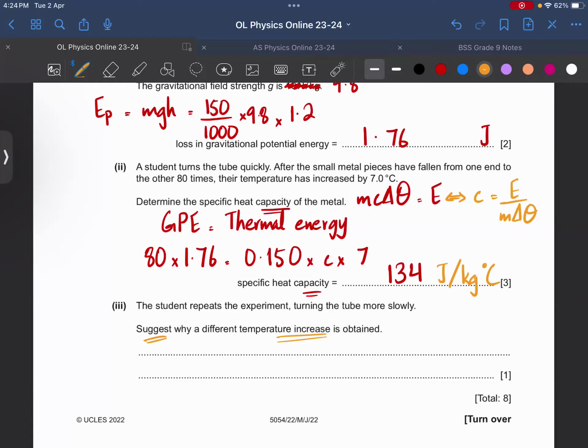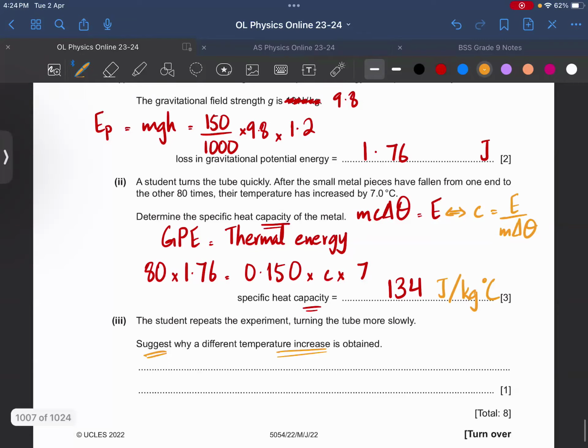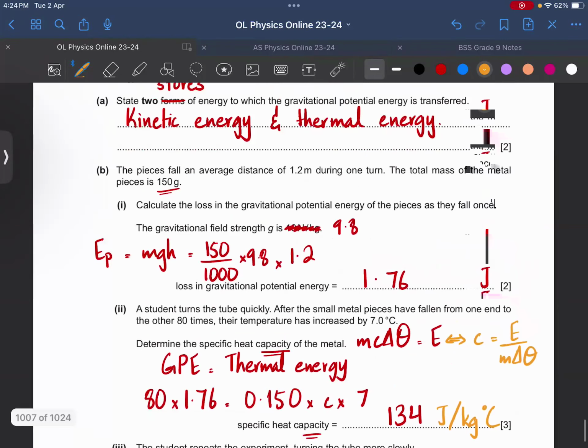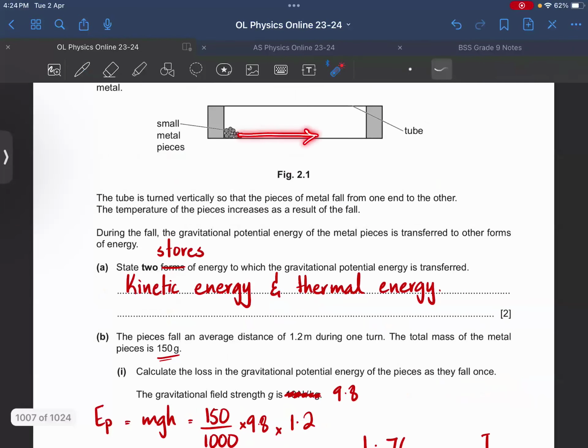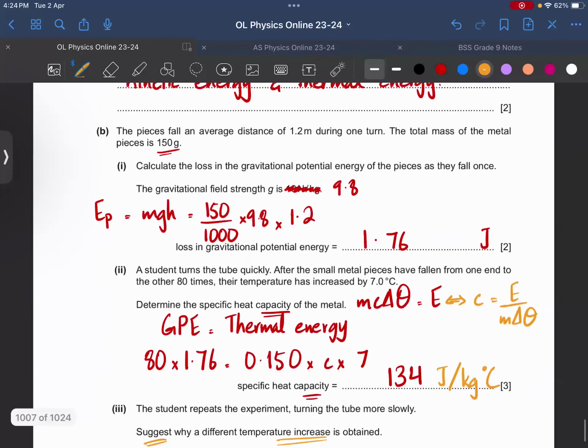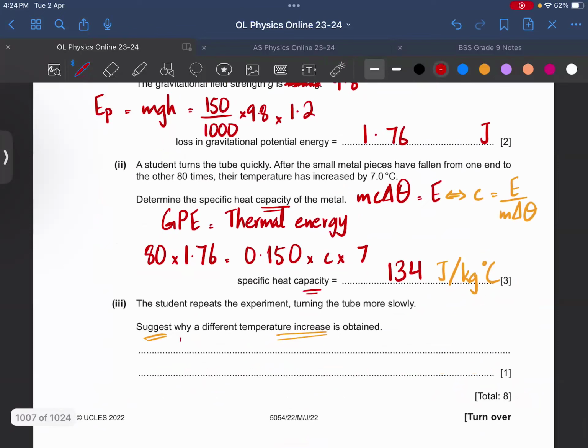So देखें again, there are a lot of options. You can say that the masses do not fall the full distance is what I'm thinking of, because now these pieces would just slide along the tube, right? This is what I'm thinking. So masses slide along tube and do not fall the full distance.